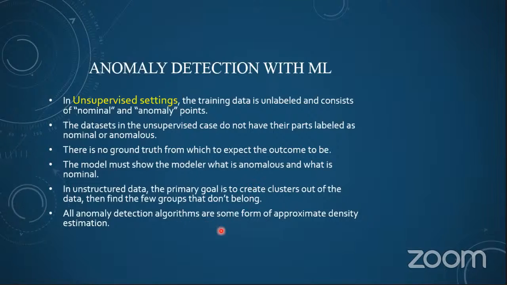So this is actually based on approximate density estimation. Approximate density estimation means how many times that particular data point is inferred for that model. Based on the density of the data points present in the data, we will create some clusters of that data, and from those clusters we will identify whether it is nominal or anomalous.